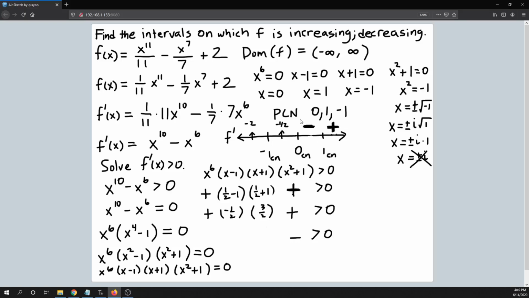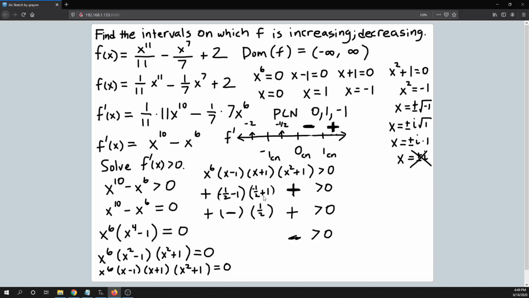All right, next up, I need to plug in this negative 1/2. When I plug in this negative 1/2 on here, here I have negative 1/2 minus 1. That's going to come out to be a minus. And when I do negative 1/2 plus 1, that's positive 1/2, right?